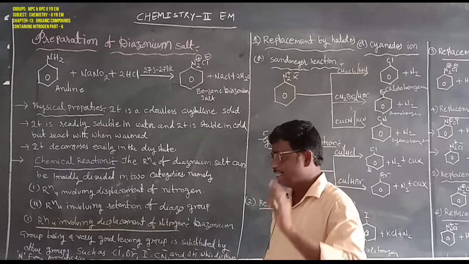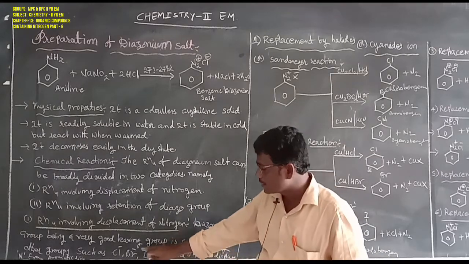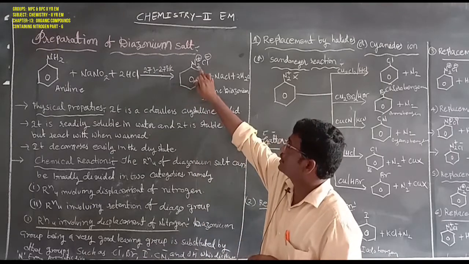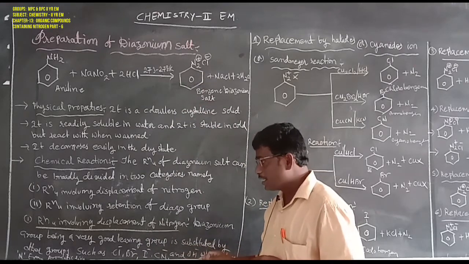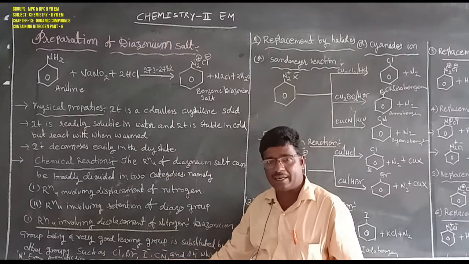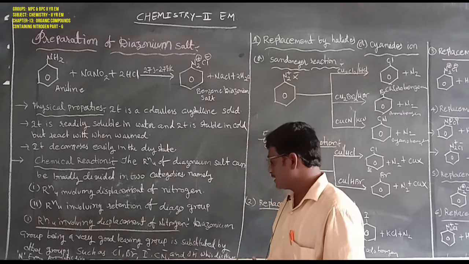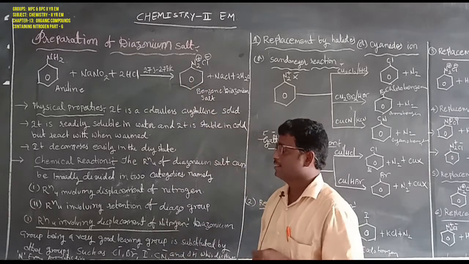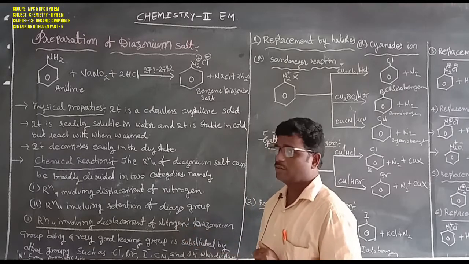This says that the diazonium salt group is a very good leaving group. It is also known as a displacement or leaving group. It is substituted by other groups like Cl minus ion, Br minus ion, I minus ion, CN minus ion, and OH minus ion, which is the displacement of the nitrogen atom from the aromatic ring. That is the reaction involving the displacement of the nitrogen atom.